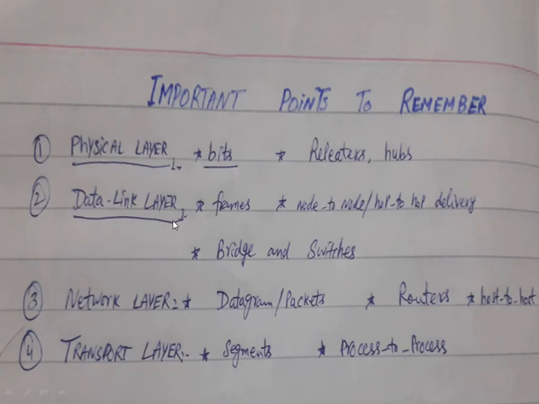So it could be asked in the exam at which layer node to node or hop to hop delivery is done, or at which layer host to host delivery is done. The answer will be network layer for host to host, and for node to node delivery the answer will be data link layer, and for process to process delivery it would be transport layer. At the transport layer process to process delivery happens.